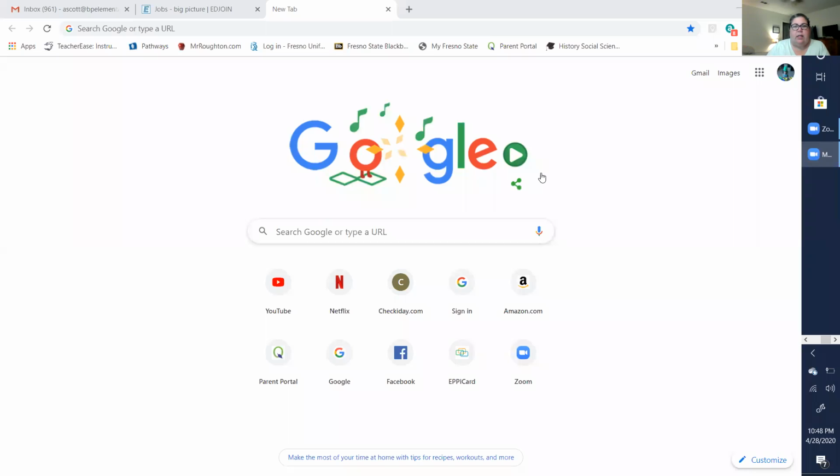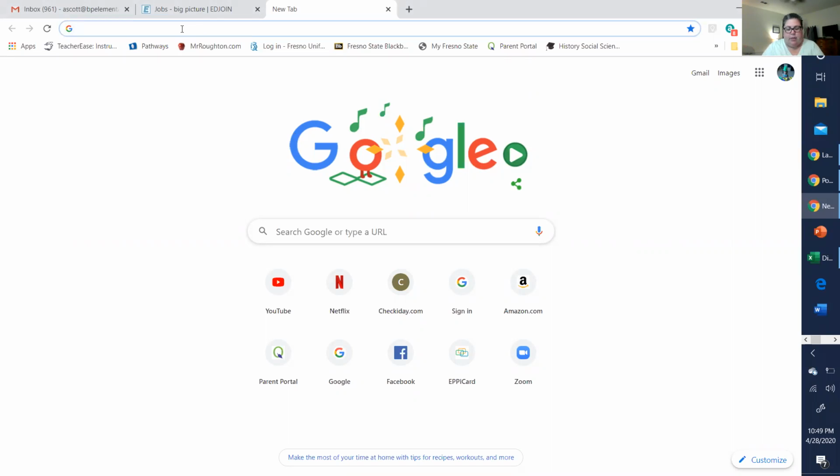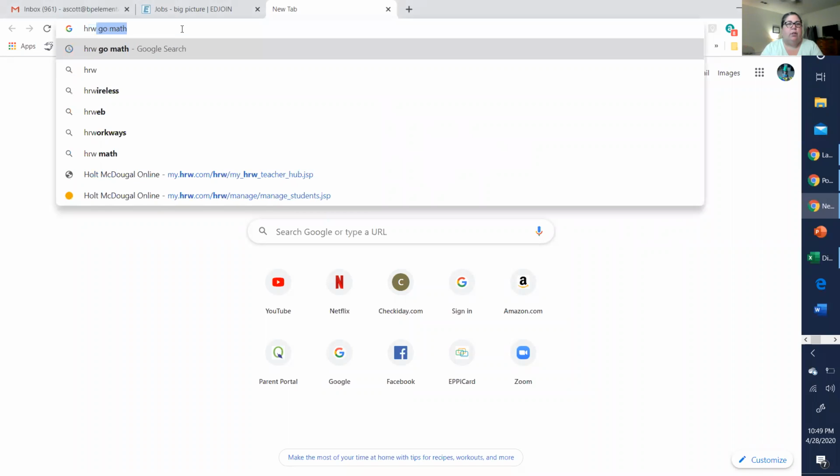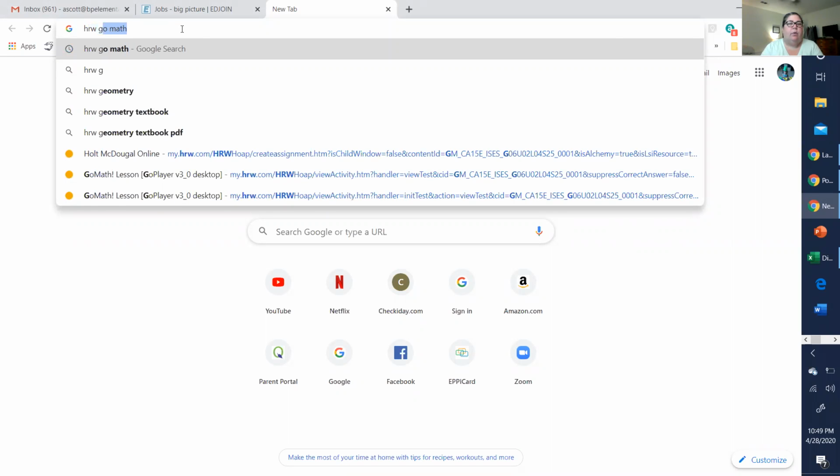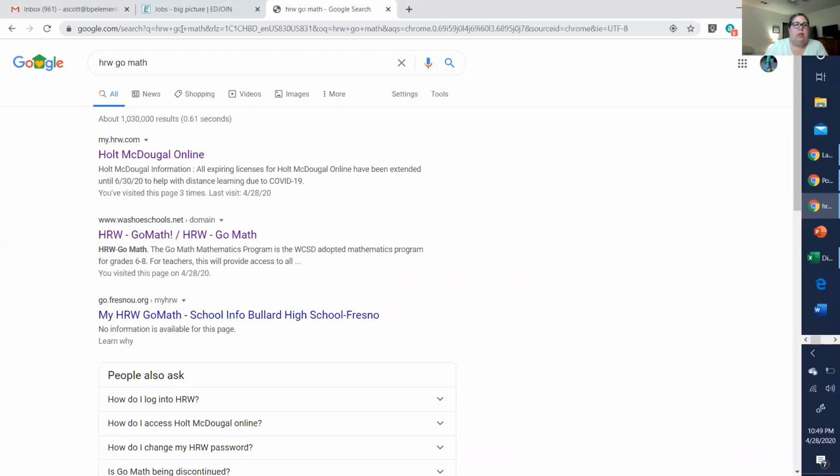What you should be seeing here is a brand new browser page, and it should be Google, because your laptops, your Chromebooks, will automatically default to Google. From there, you put into your address bar HRW space go space math. Then it will bring you to this, and you just go to Holt McDougall Online and click on that.